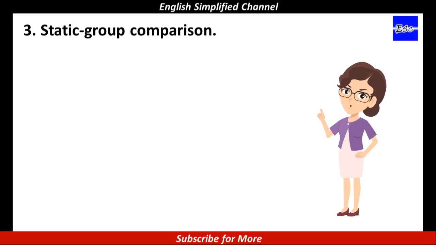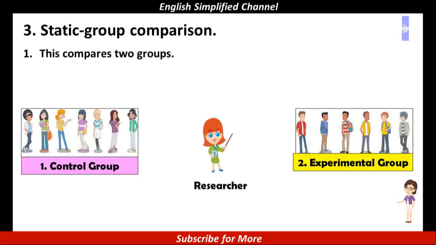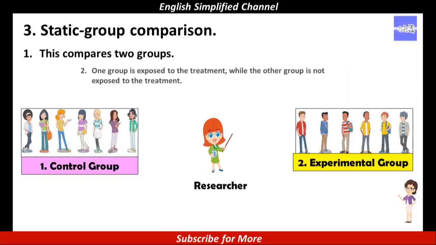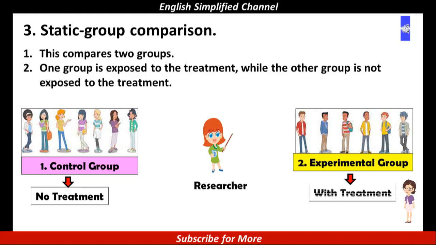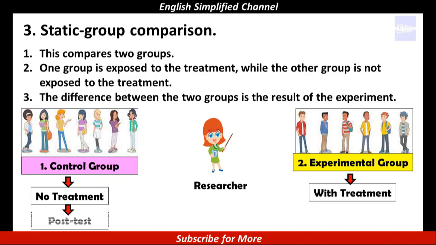Here is its procedure. 1. This compares two groups. 2. One group is exposed to the treatment, while the other group is not exposed to the treatment. 3. The difference between the two groups is the result of the experiment.